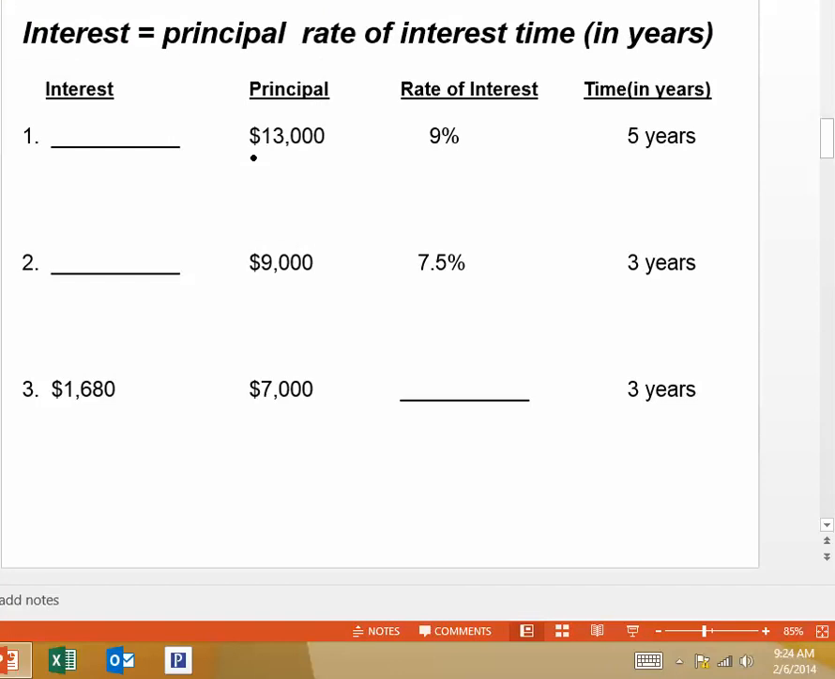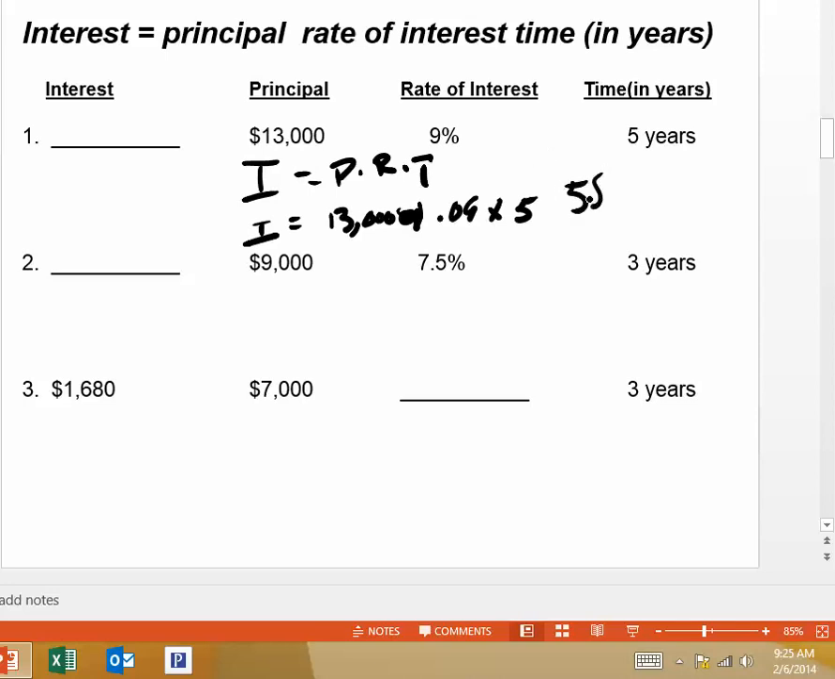So using our simple formula, interest is equal to principal times rate times time. We don't know what the interest is. That's what we're trying to find. The principal is the amount of money borrowed. The rate is the percent, times how long it's borrowed. So we punch that into our handy calculator: 5 times 0.09 times the amount of money borrowed. You would owe $5,850 in interest.